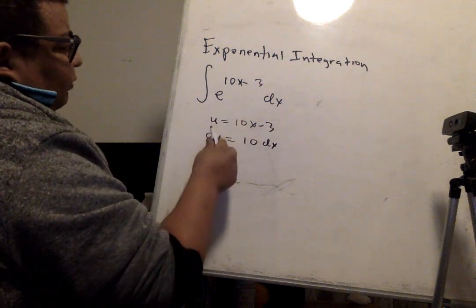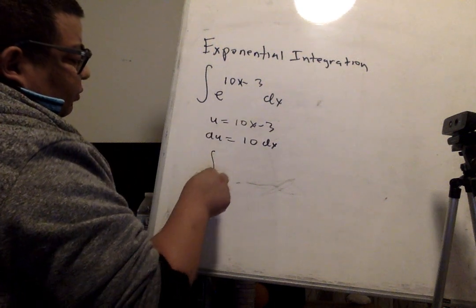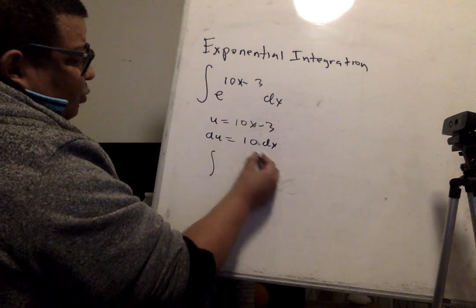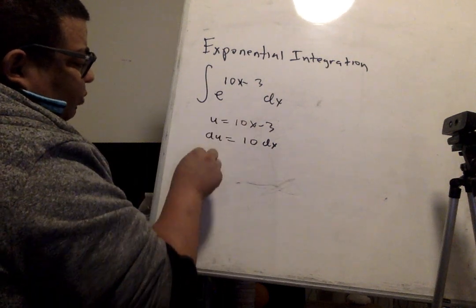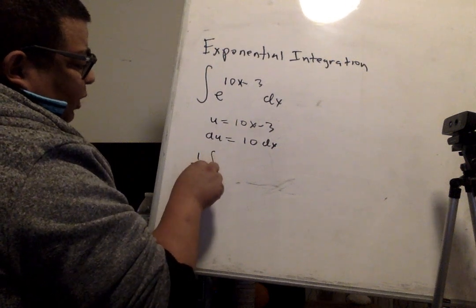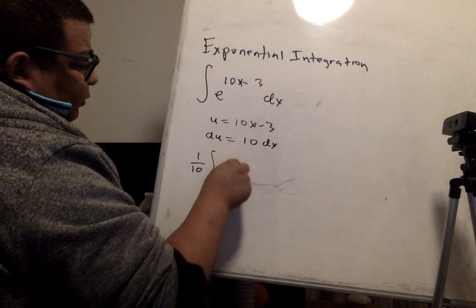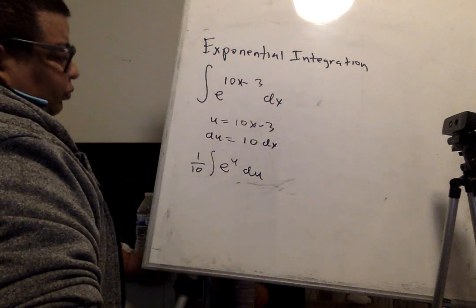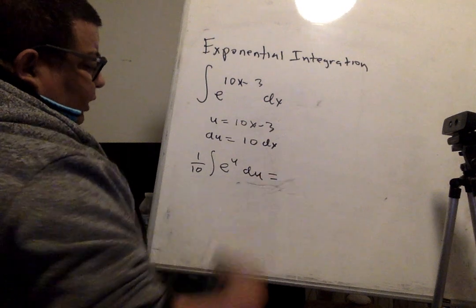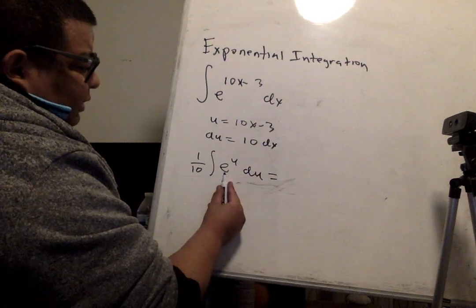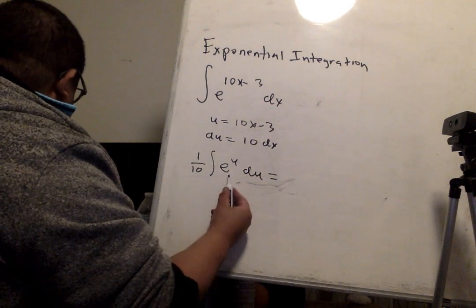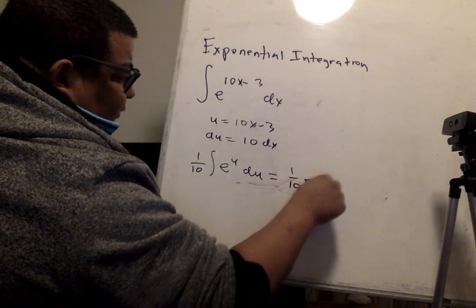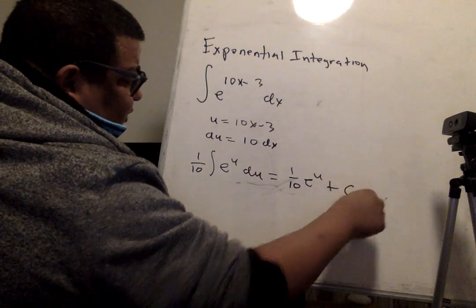Now we change the form of the integral, so that's going to be equal to... remember we have 10 dx. We don't have a 10 here, so we have to compensate for it. So we do 1 over 10, then e to the u du, and that is equal to the integral of e to the u, which is just equal to 1 over 10 e to the u plus c.